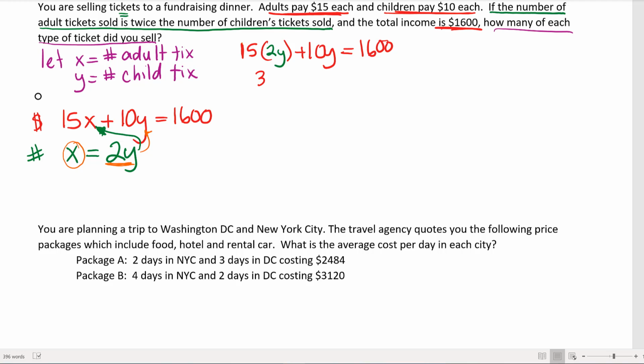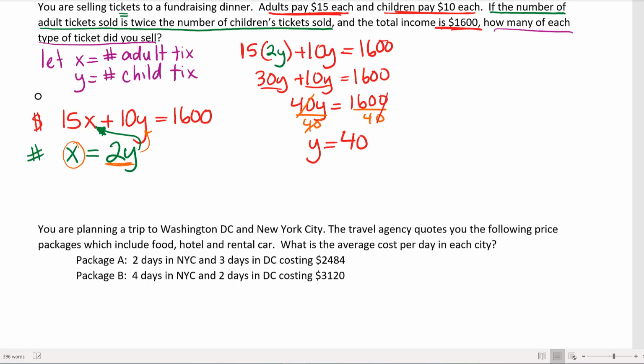So I multiply, I get 30y plus 10y equals 1,600. These are on the same side, so I simply add them together by combining like terms. That's 40y. And then I divide both sides by 40. This leaves me with y is equal to, the zeros divide out, 160 divided by 4 is 40. So what was y again? Oh yeah, y was child tickets. So apparently we have 40 child tickets.